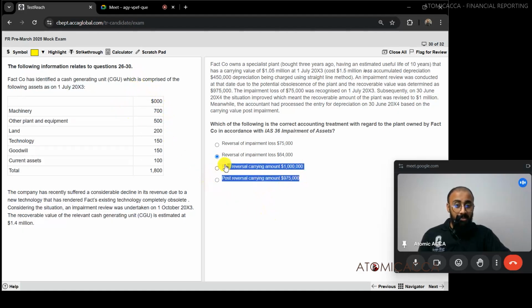So if these two had to be an answer, it should be post reversal carrying amount 900,000, because that was the max limit. So this is the reason why we are choosing option B. And with that, we are done with question number 30, and that is the end to section B of this particular exam. Hope you have followed with all the techniques and tips whatever we have said so far, and you have been taking all the tips down on how we have been solving the section B questions.